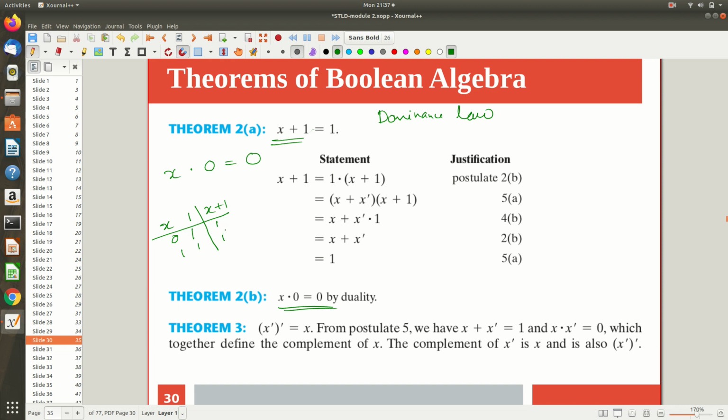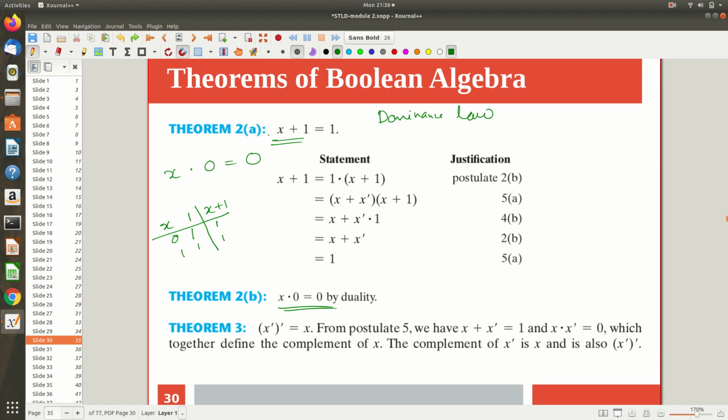If an expression gives 1 always, we call it a tautology, I mean true always, right? Tautology and contradiction, the same concept you can apply here also, but at this point we are focusing on the dominance law. So this is how you can prove it using the truth table technique.